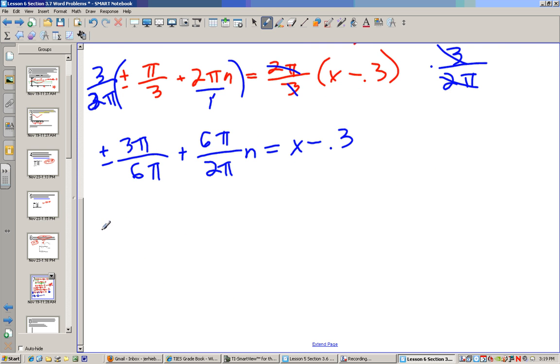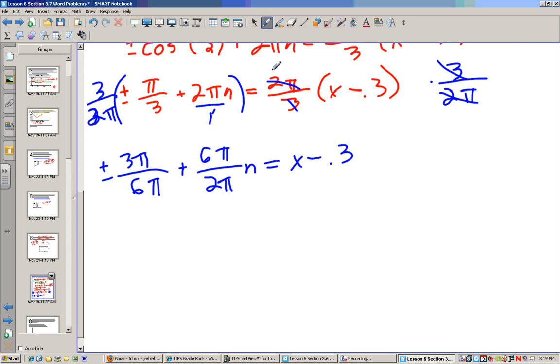I forgot to change my colors back, so now I'm back to blue. I'll switch it to red. All right, now let's simplify this. This is going to be plus or minus 3 over 6, which is 1/2. The pi's will cancel out. 6 over 2, that would be 3n equals x minus 0.3.